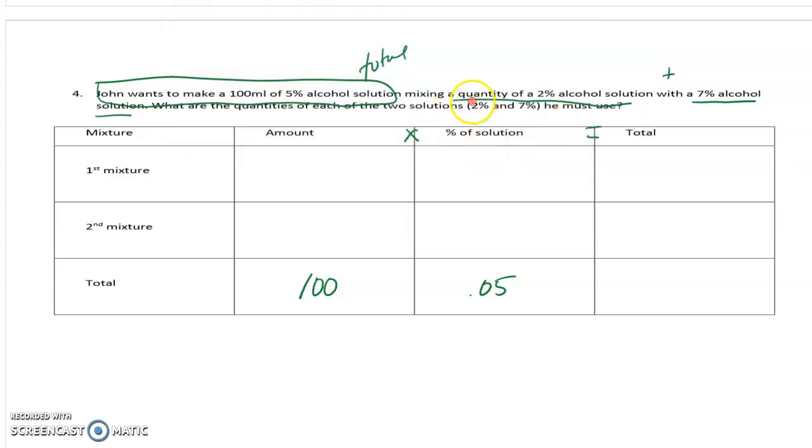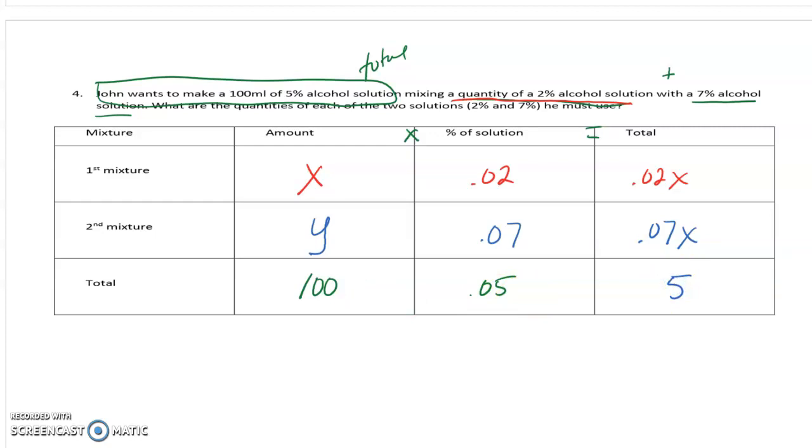So now let's look at the quantity. We don't know how much of the 2%, so let's let that be our first mixture, x. So we don't know how much, but we know it's 0.02. If I multiply that together, I'm going to get 2% times however much I have. And then the quantity of the second one, we don't know. So let's let that be y. And we know it's 7%. So if we multiply that together, which should give me 5.